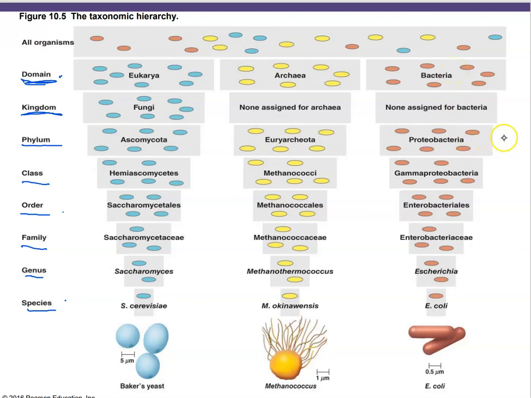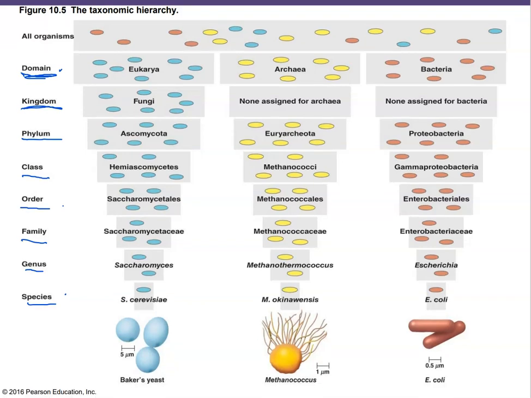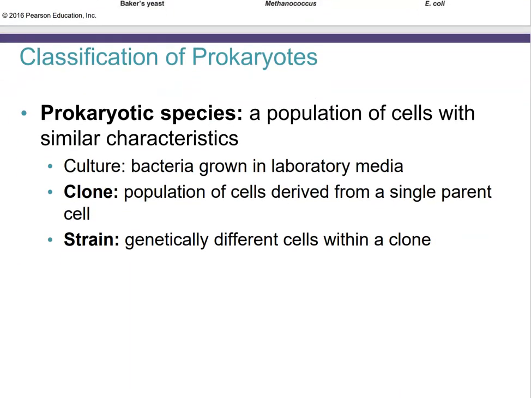And then we have the proteobacteria, and that would be in the class of the gamma proteobacteria. Then we have the order of the Enterobacteriales, the family of the Enterobacteriaceae, and then the genus and species is Escherichia coli, commonly abbreviated as E. coli, italicized, and the genus name is always capitalized. So I think you get the idea here.